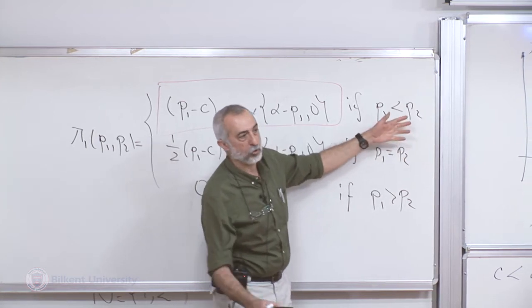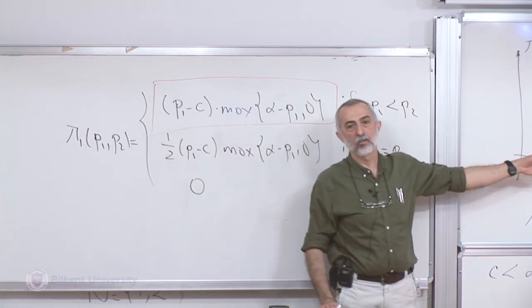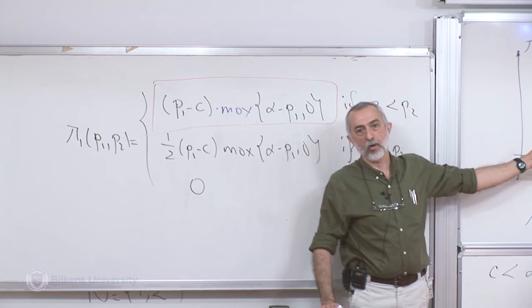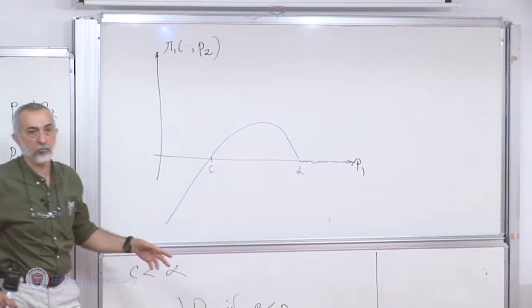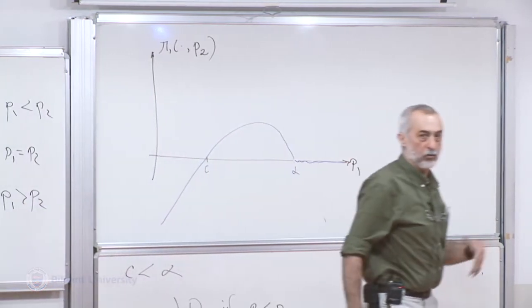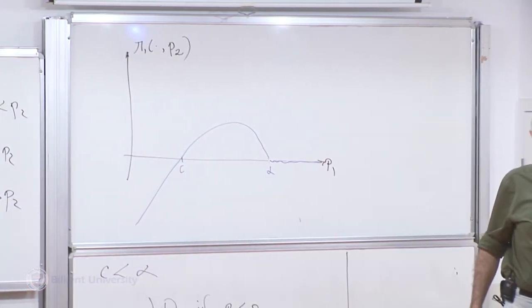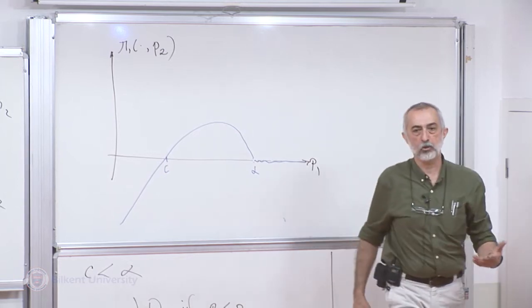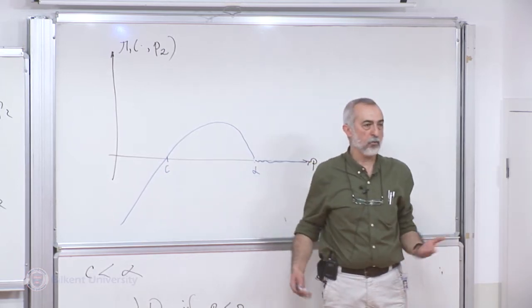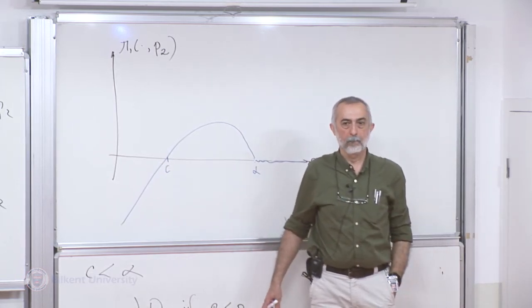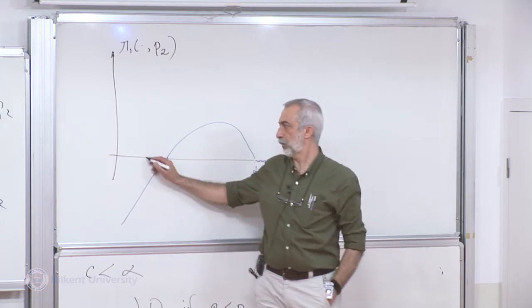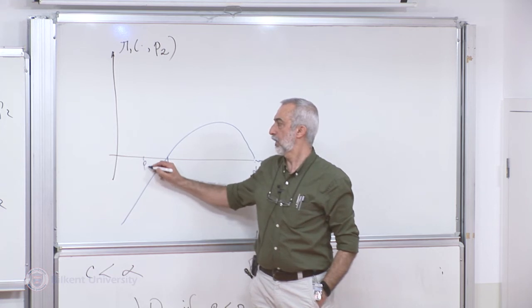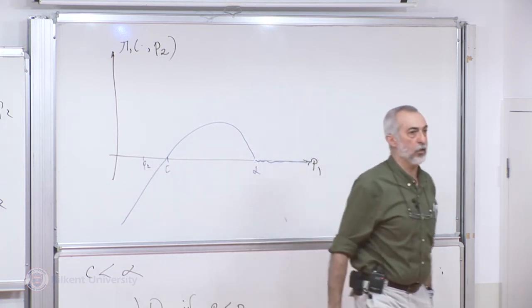So what do I have to do? I have to put P2 somewhere. Okay, well, what is P2? P2 can be any number from 0 to infinity. Okay? So tell me, where should I put P2? So we'll draw maybe more than one picture. So let's put it here. If P2 is less than C, what happens?